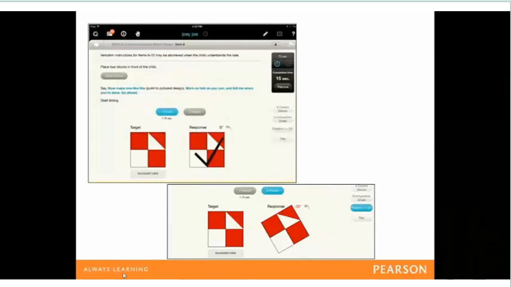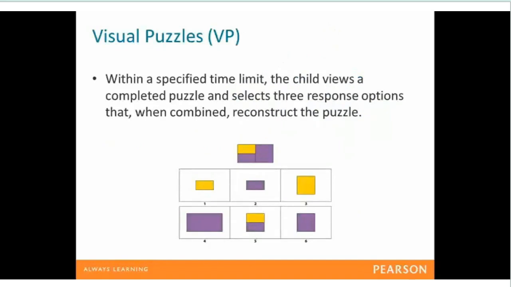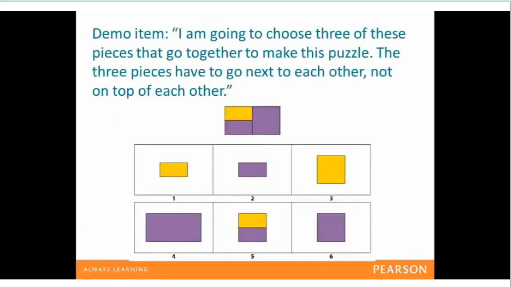Visual Puzzles is a new subtest for the WISC-V, also part of the visual spatial. Within a specified time limit, the child views a completed puzzle, which is up here, and then they select the 3 response options that, when combined, reconstruct the puzzle. So for example, we would say, I'm going to choose 3 of these pieces that go together to make this puzzle. The 3 pieces have to go next to each other. We're not stacking them on top of each other.